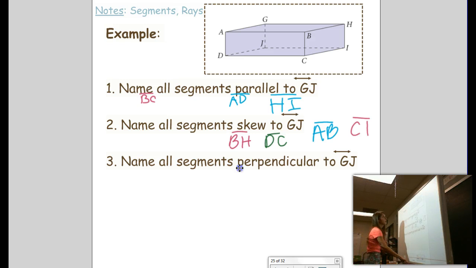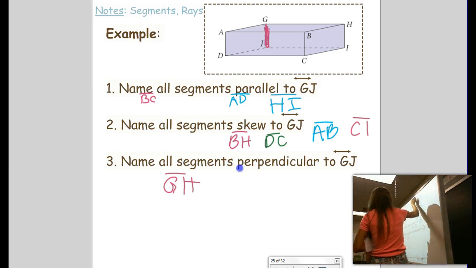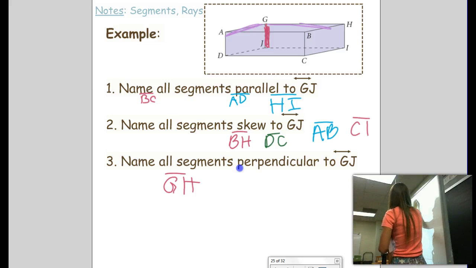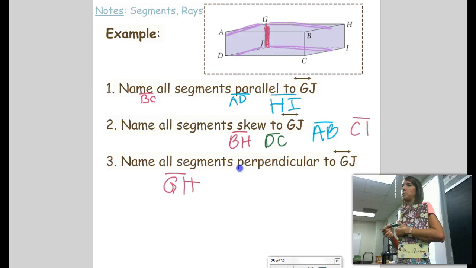Okay. So some examples would be GH. Anything that has a letter G in it or has a letter J in it will work. GH, GA, JD, JI, JC, GB. All those will work as long as it has a G or a J. Because if you want to be perpendicular to this, I'll highlight all the ones that are perpendicular. Ready? That one is, that one is, that one is, that one is. And then you can go crazy and go through the box, but you don't really need to. Okay? Is that okay?